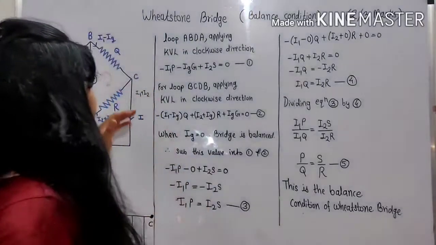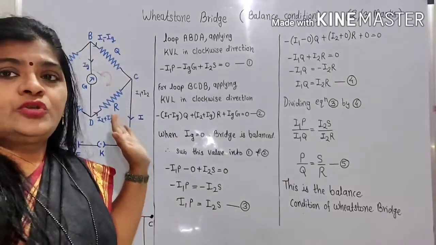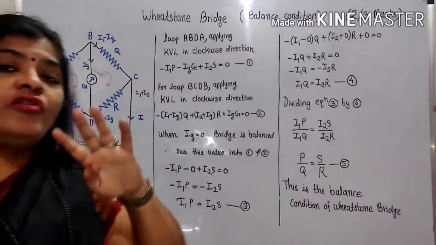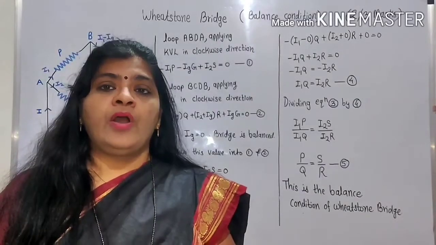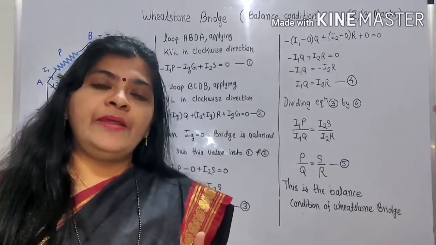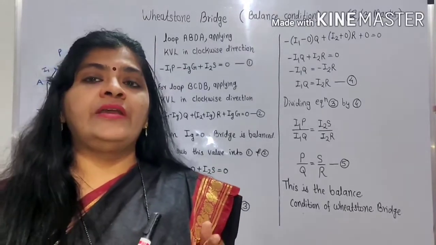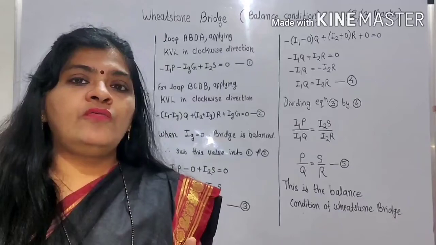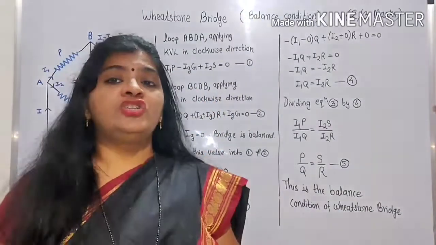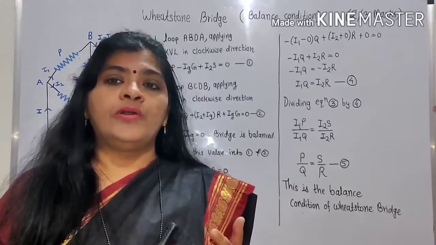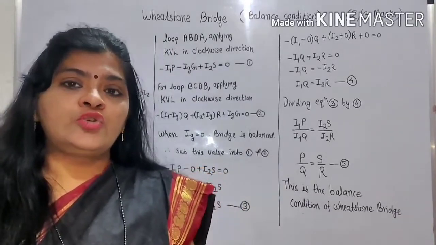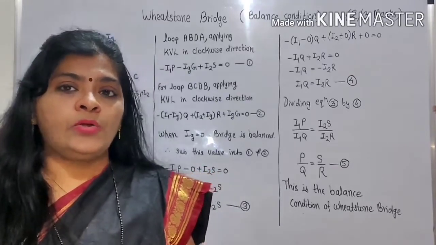Now, a Wheatstone bridge is a bridge-like diagram in which 4 resistances are connected. Out of these 4 resistances, if one is unknown and the remaining 3 are of known value, we can find out the unknown value of the resistance. Means from this bridge, we can find out the unknown resistance. Also, it is used to calibrate instruments like the ammeter and voltmeter.